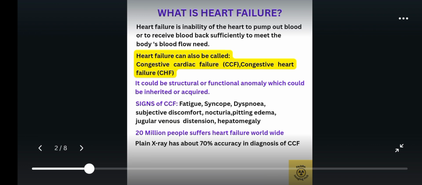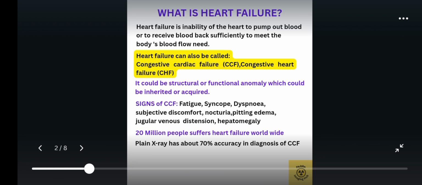Heart failure is the inability of the heart to pump out blood or to receive blood back sufficiently to meet the body's blood flow need. So if the heart could not pump out blood sufficiently to the body parts or receive blood sufficiently from the body parts, then we say the patient has heart failure.